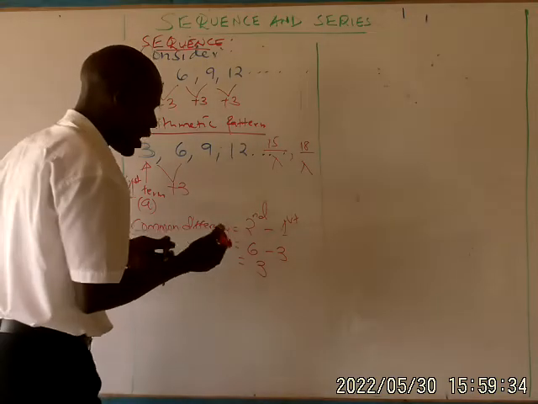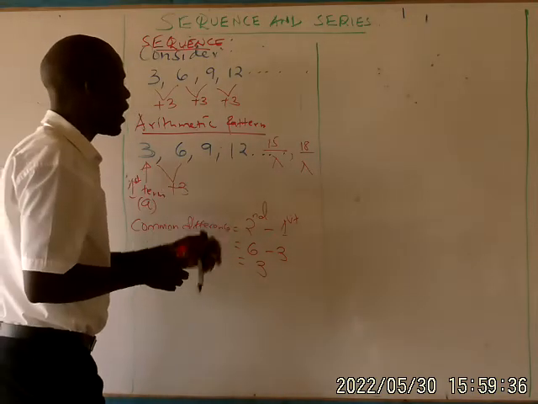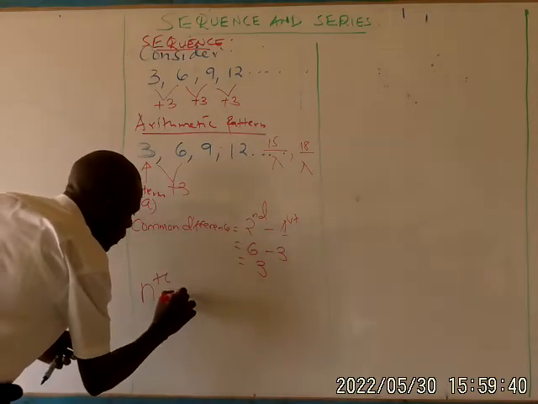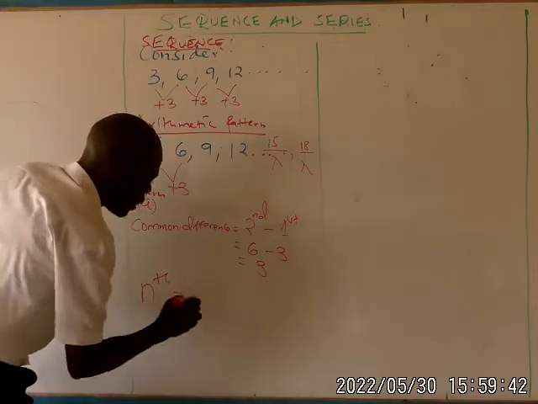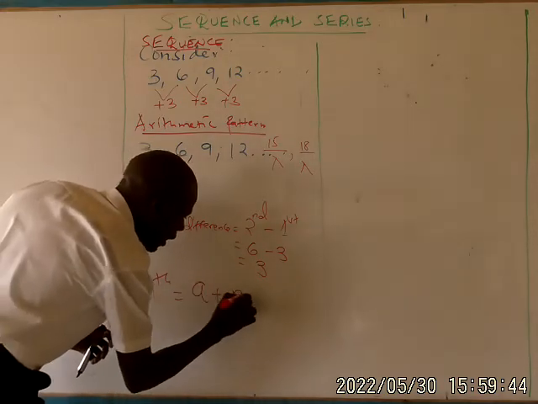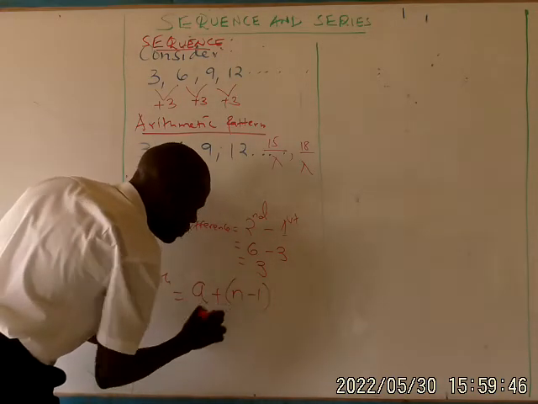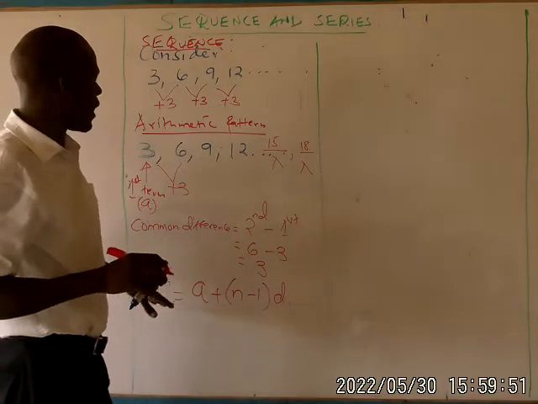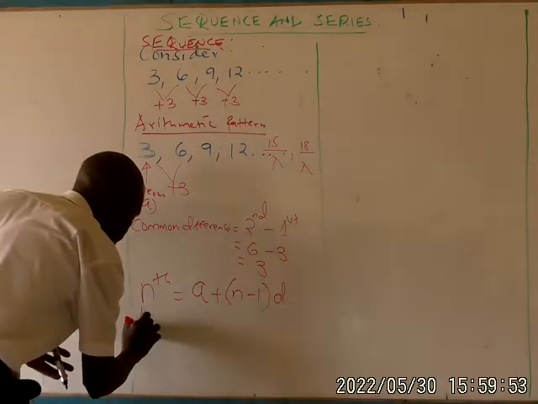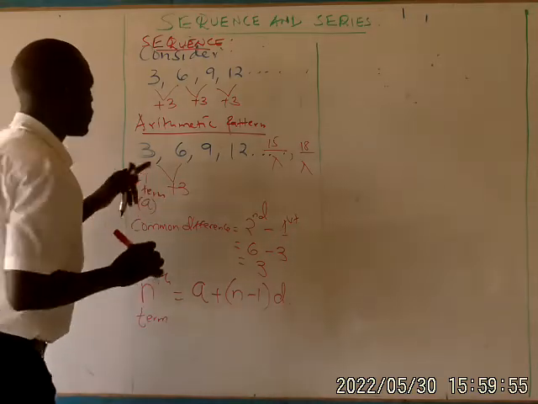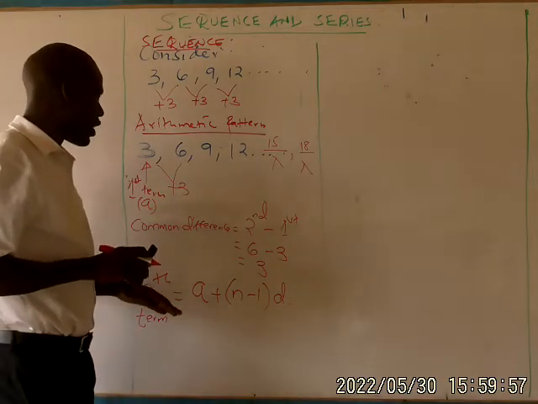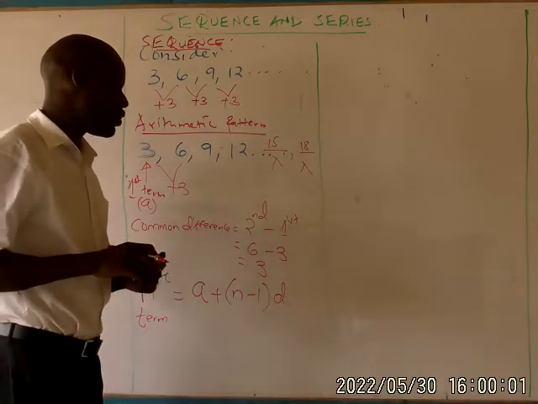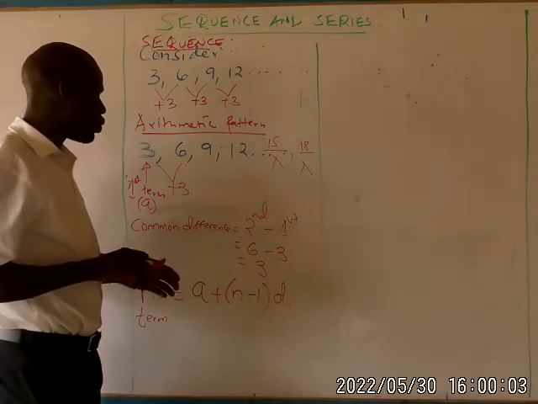Therefore, I want to use a formula to find a number at the nth position, what we call the nth term. We shall use this formula: a plus n minus 1 times d. To find the nth term of this arithmetic pattern, we shall use a plus n minus 1 times d. That's how we find it.